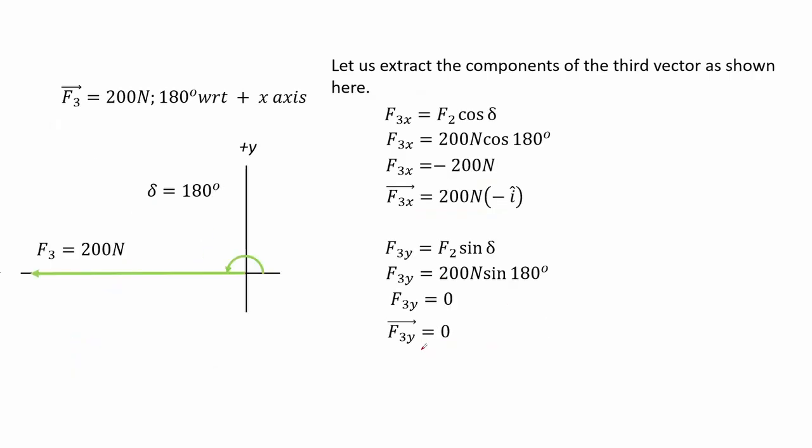For the third vector, we see that it simply lies along the negative x-axis and clearly it has no y component. It has only an x component, which is 200 newtons and it is negative, which indicates that it is going in the negative x direction.